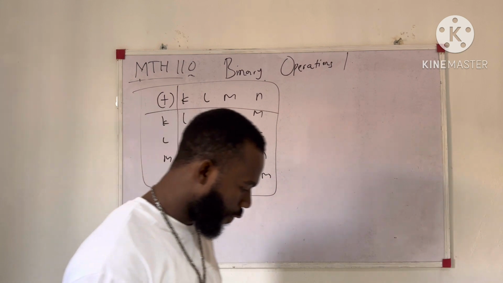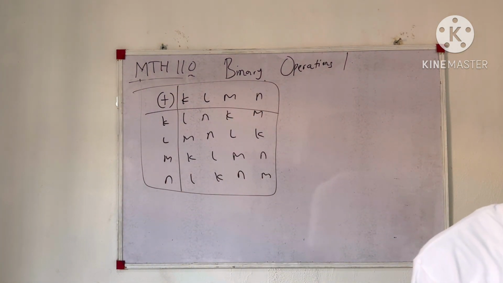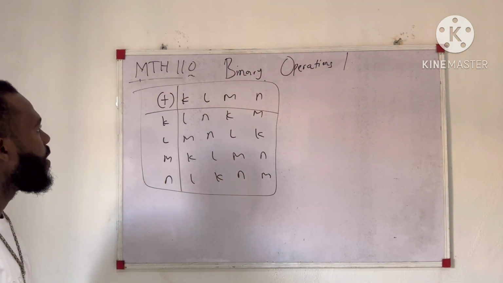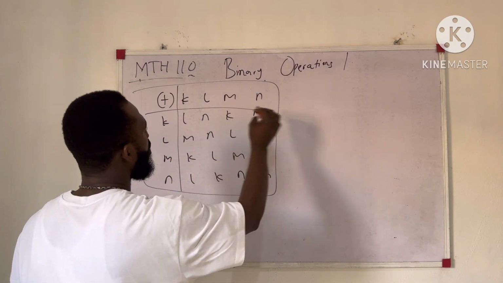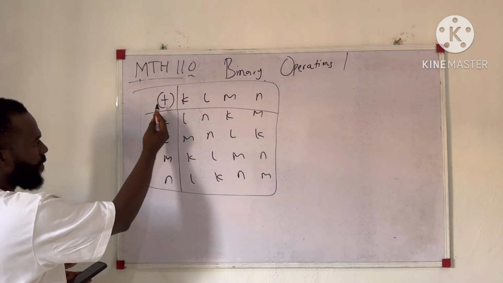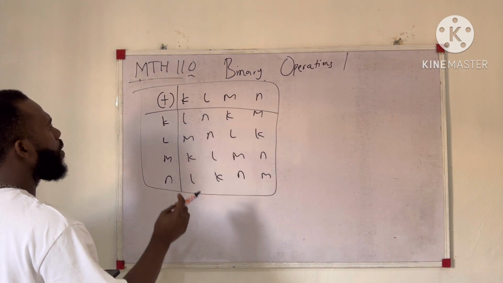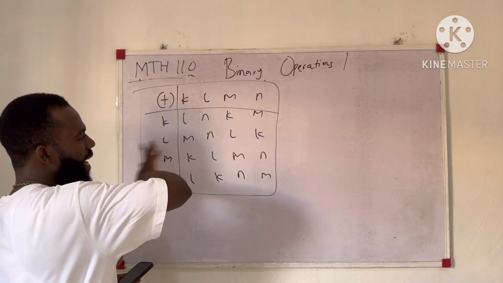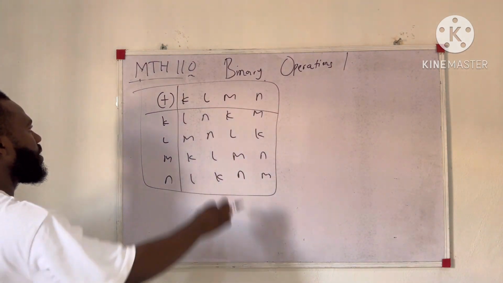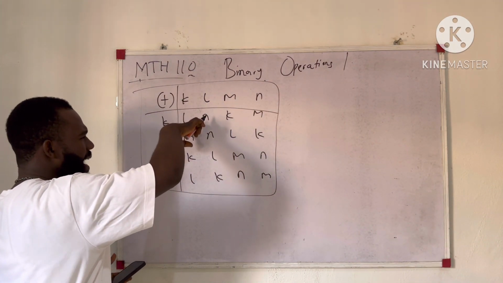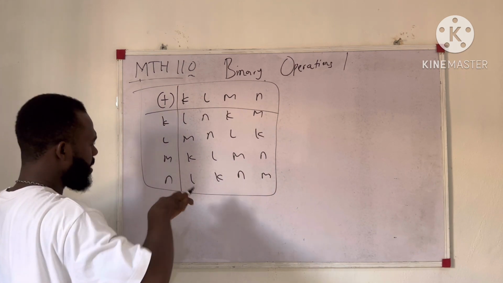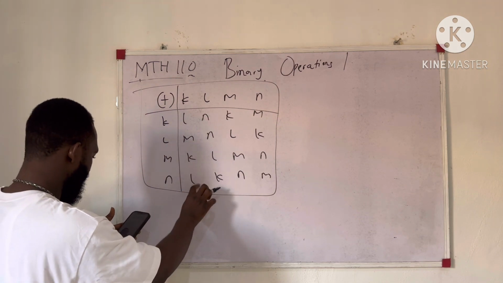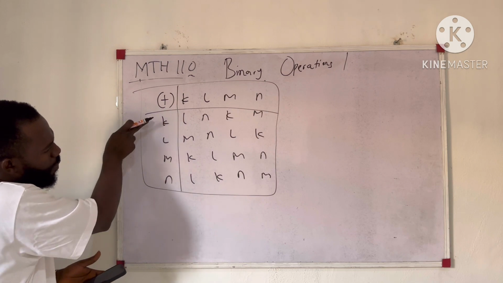Now, in this question, we were told to find the identity element. We don't need to solve, I'll just give you the answer. First of all, on our row we have K, L, M, N, and on our column we have K, L, M, N. I will go to any of these letters that has K, L, M, N on the column and also K, L, M, N on the row. Let's go. This is K. Under K, I have L, M, K, L, which does not correspond with K, L, M, N.